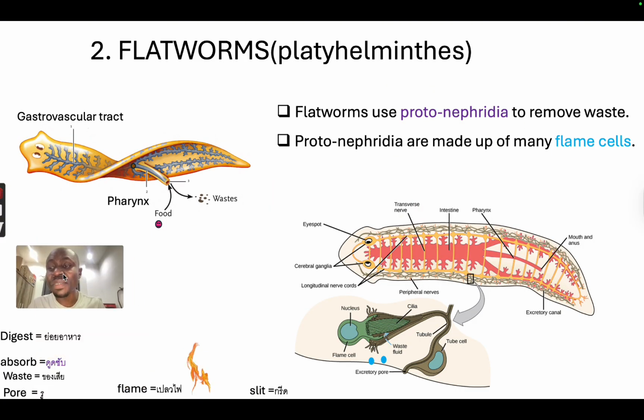Next animal we're going to look at is the flatworm. First, let's look at the food waste. How do they remove food waste? The food goes in one direction, in the pharynx. It is digested and the waste comes out from the same direction. Very simple animal. What about water and urea or nitrogenous waste?